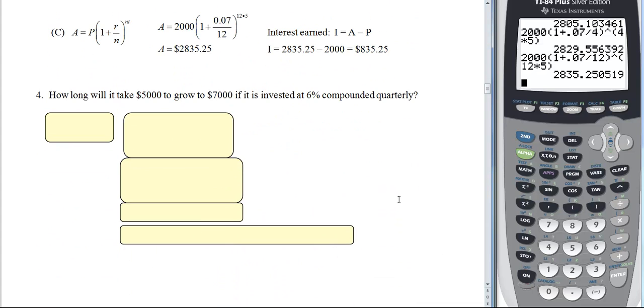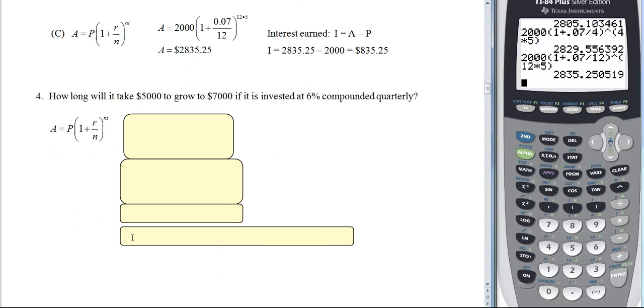How long will it take 5,000 to grow to 7,000 if it's invested at 6% compounded quarterly? How long? How long is time? It's growing to 7,000, so I know this is A and this is P. Notice T is up in the exponent. So I'm going to be pulling something from your history. So put the stuff in where it needs to go, and see if you got that.